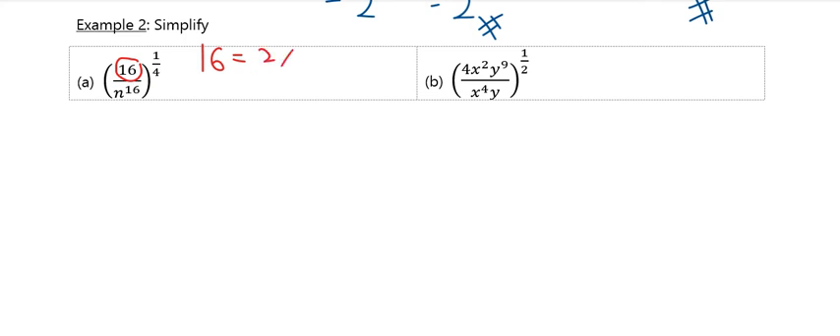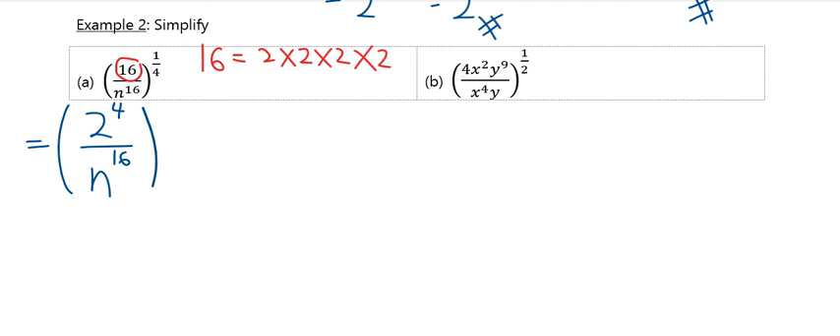Now 16 is 2 times 2 times 2, 2 times 2, 4 times 2, 8, 8 times 2, 16. So 16 can be transformed into 2 power 4. And then n power 16, you basically cannot do anything about it. But don't forget about the power. Now here is where you start to apply the rules where you have to multiply powers with powers.